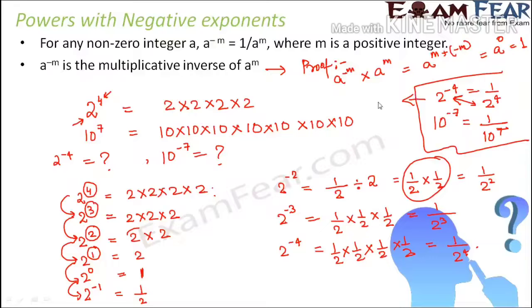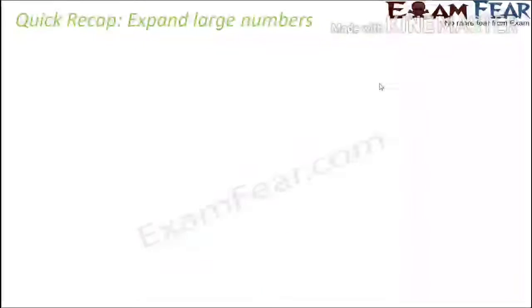So the product of a to the power minus m and a to the power m is always equal to 1, which proves that a to the power minus m is the multiplicative inverse of a to the power m. Now let's see how negative exponents help represent smaller numbers. Before we do that, let's have a quick recap of expansion of large numbers.